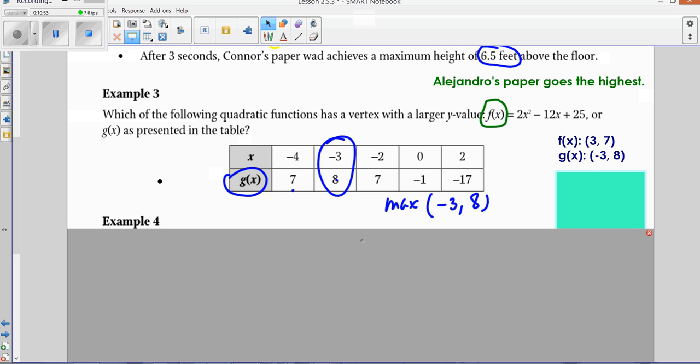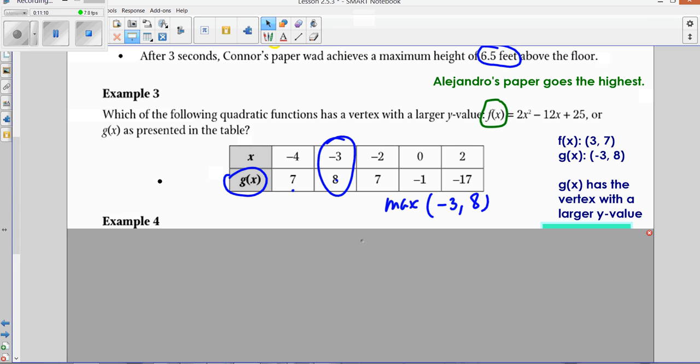So we're all very intelligent people here. Which will have a larger y value for your vertex? And that answer is going to be g of x. That has a vertex with a larger y value. And that's how you answer it. So you just have to tell me what f of x is, g of x is, and boom, you're done.